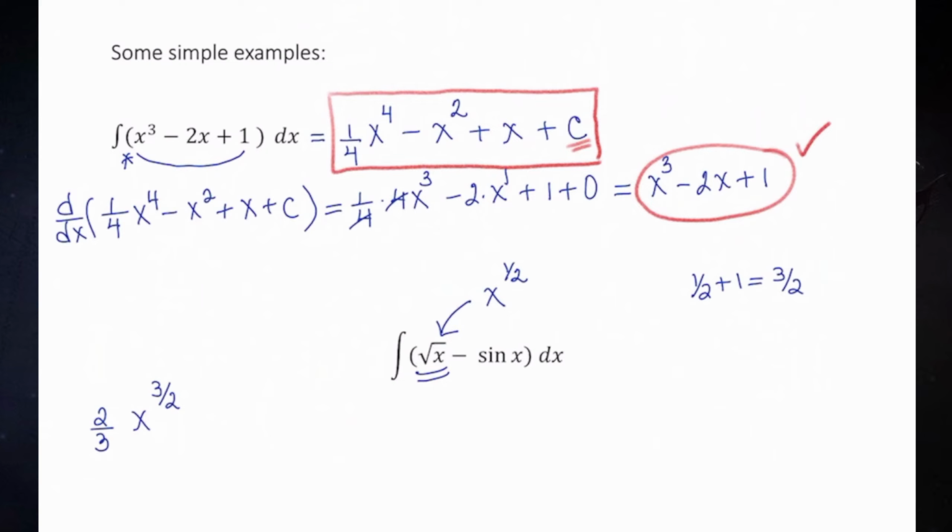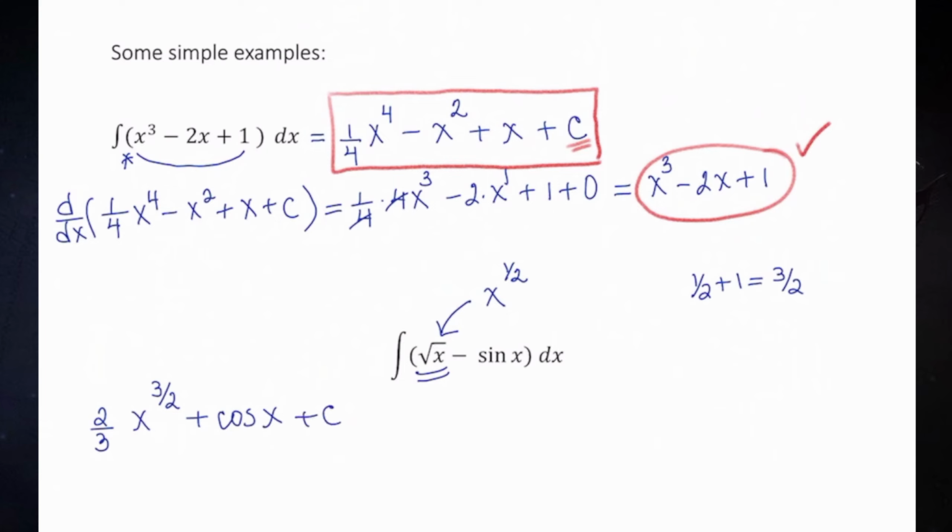And then now I need to undo the derivative of a trig function, and I have negative sine of x. Well, is there a function whose derivative is negative sine of x? And the answer is yes, it's just cosine, right? So plus cosine x and then plus c.